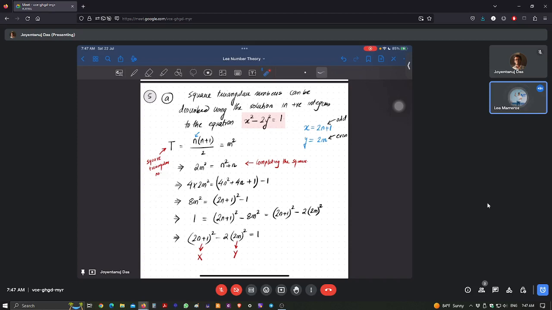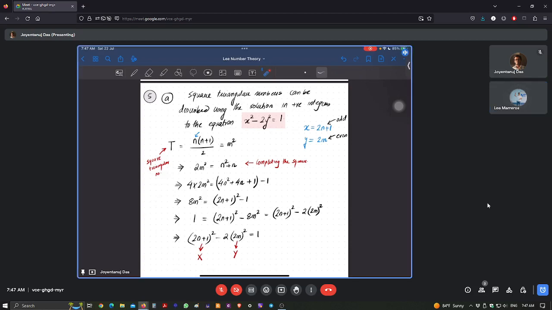So if I take this as my x and y, then I know that this is a solution to this equation, because I have proved that x equals 2n plus 1 and y equals m. If I put that in, this is actually a solution to this equation, and also it is a triangular number because this equality is satisfied.